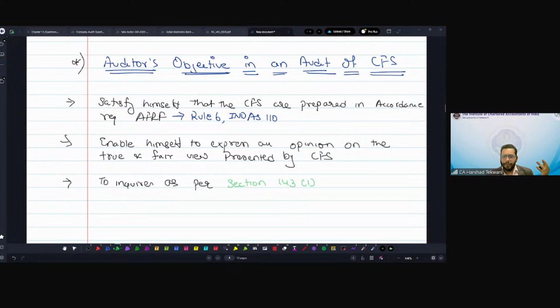We understood that companies are required to prepare CFS, and we have to audit the CFS. But why inquire into the matters that are specified in 143(1)? These are the additional procedures that you are required to perform, or maybe you can say special inquiries, inquiries into the matters as specified under 143(1). Why are we required to do these special inquiries?